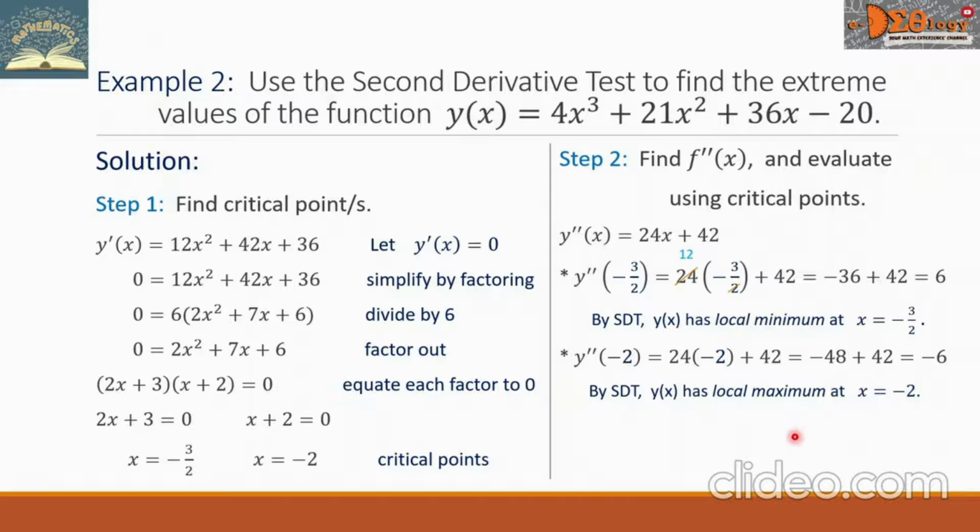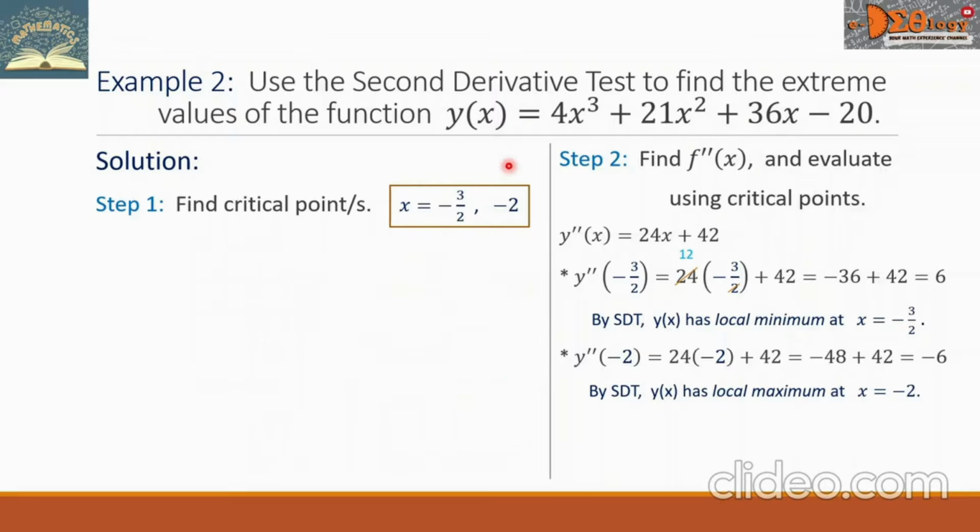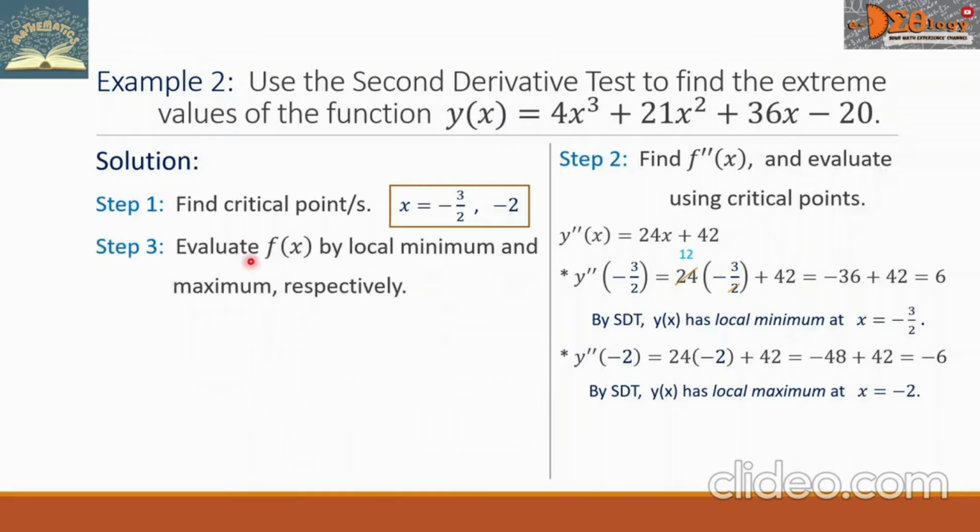Then we will go to step 3. I need to erase this part. I am going to copy the values of critical points here. Step 3 is to evaluate the function by local minimum and maximum respectively. Let's begin with the minimum value. In our step 2, we say that the function has a local minimum at the point x equals negative 3 over 2. So we're going to use this value to get the minimum value here. So y of negative 3 over 2.